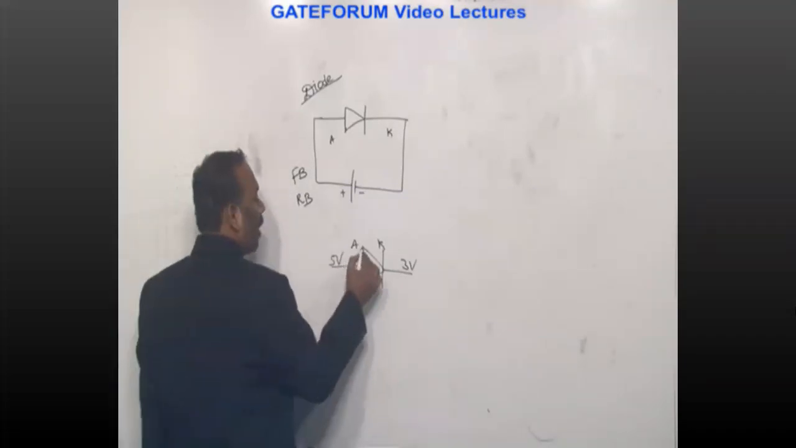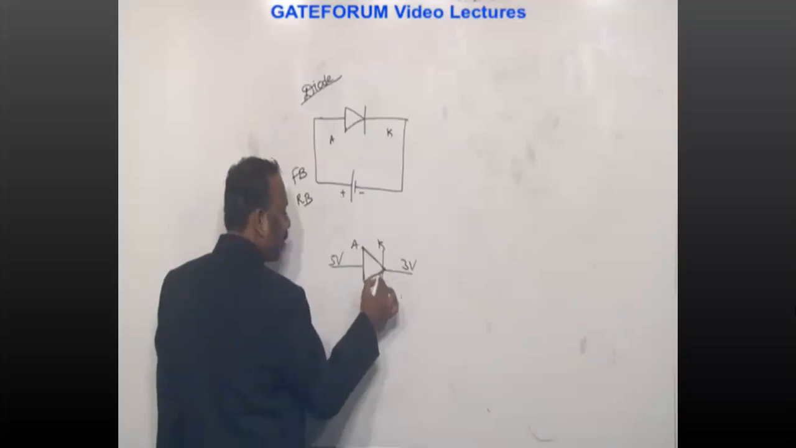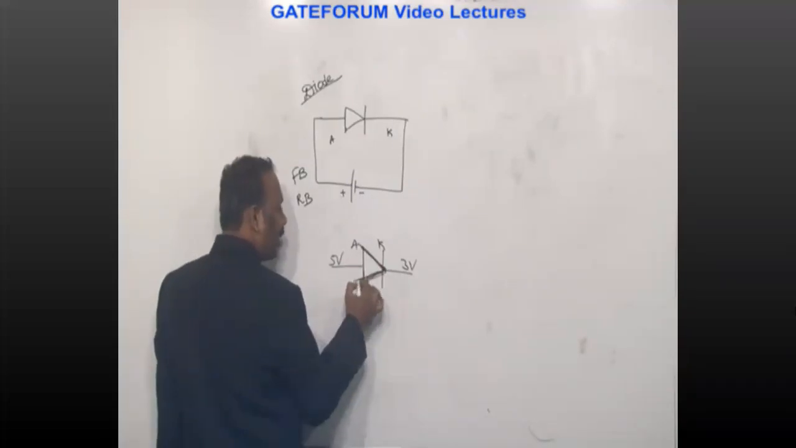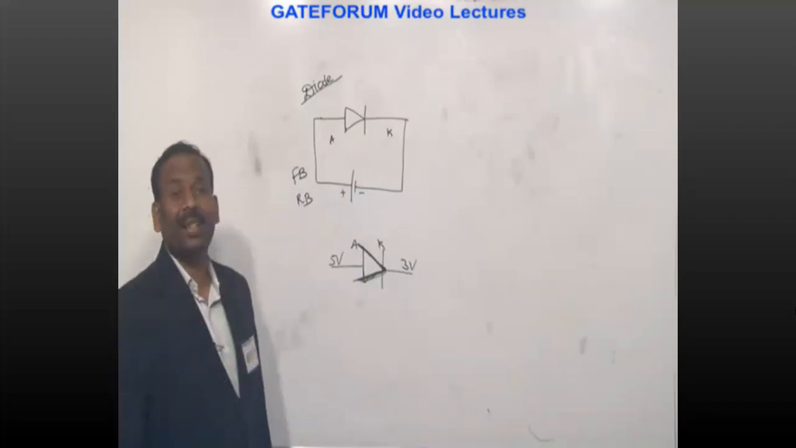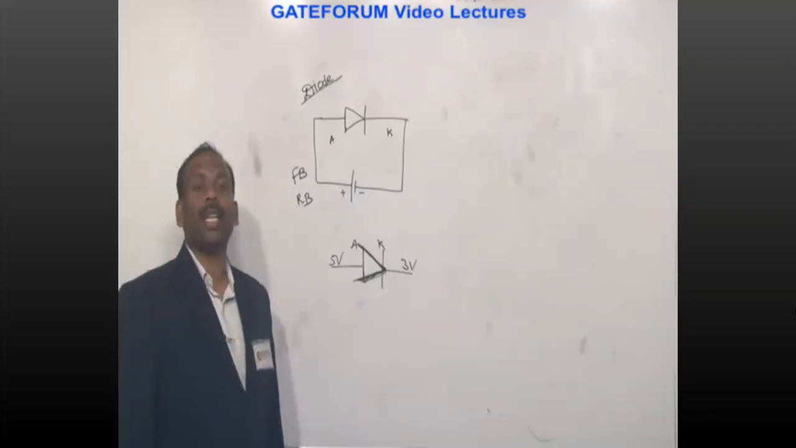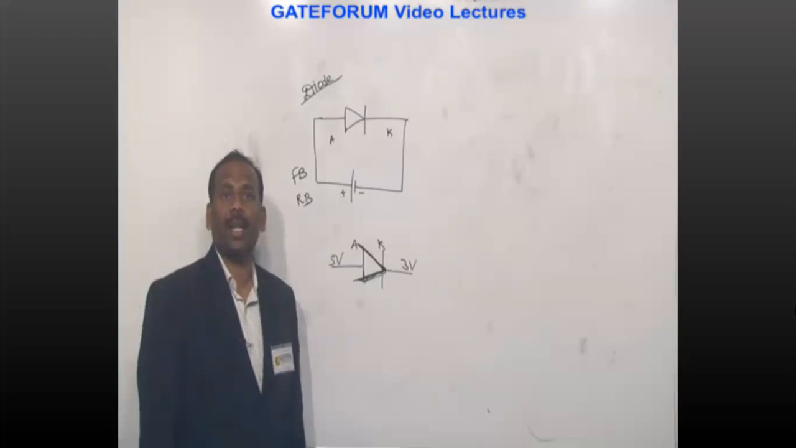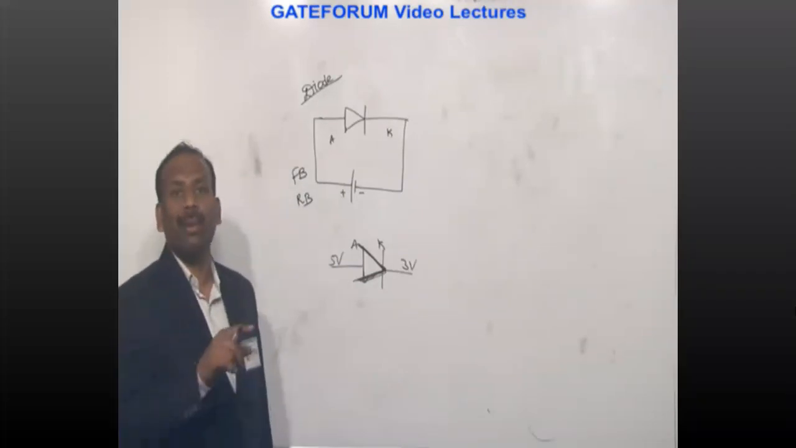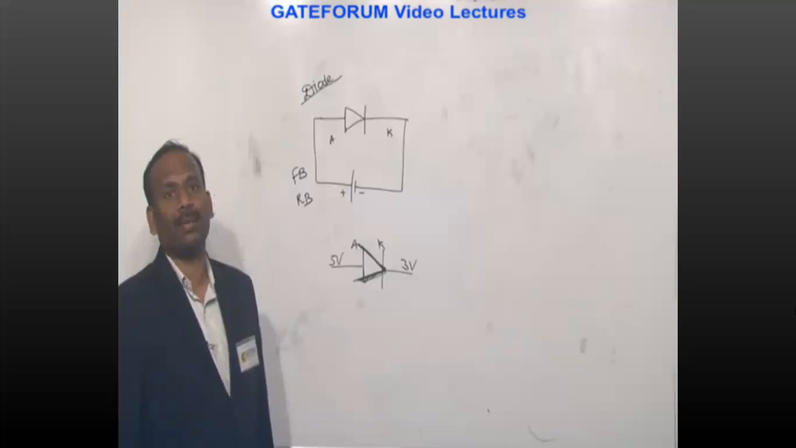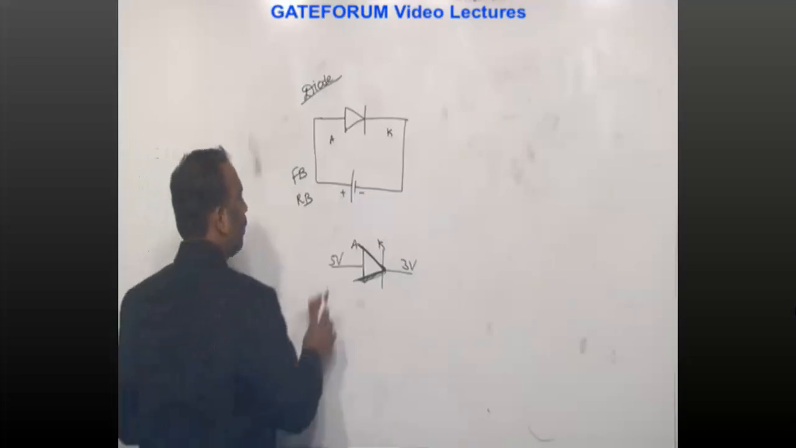Now, what is the significance of the symbol? If you see here, this is an arrow mark. What does this arrow mark indicate? It indicates the current direction when the diode is forward biased. Clear?